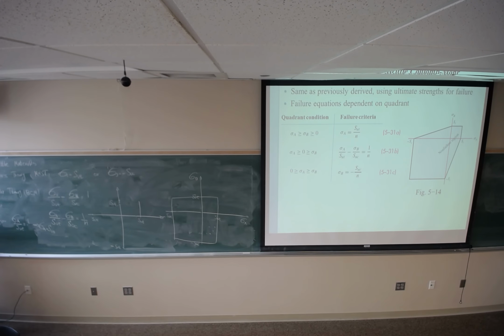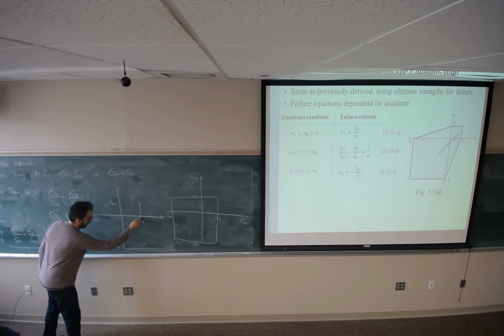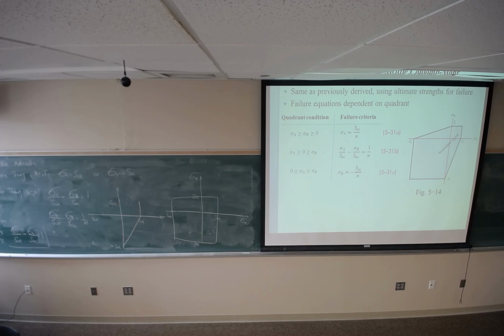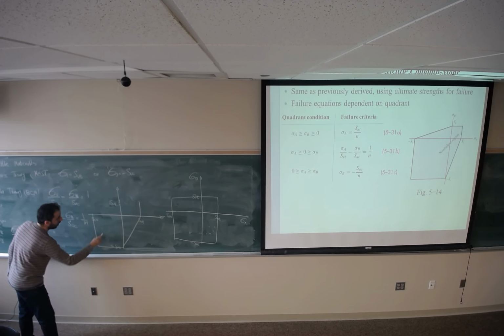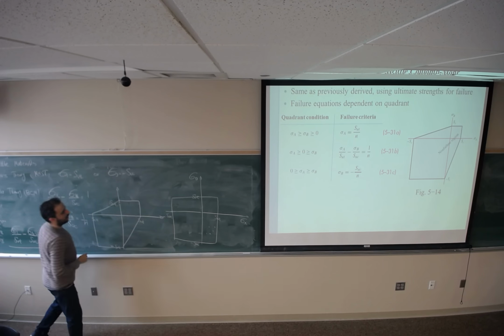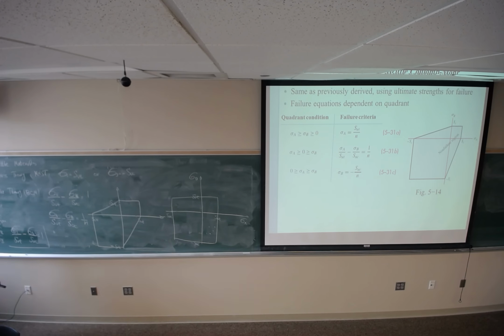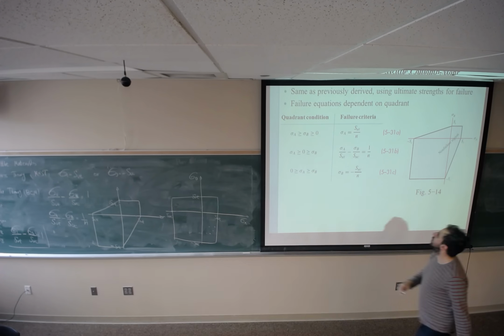For quadrant 4, sigma A is greater than 0 and sigma B is less than 0 or negative. This is going to be sigma 1, this is going to be sigma 3. So the failure criteria is going to look like this. This line can be shown by this one. Similarly, I can do it for quadrant 3 and quadrant 2 and I will get this failure criteria or region, which is going to look like this.